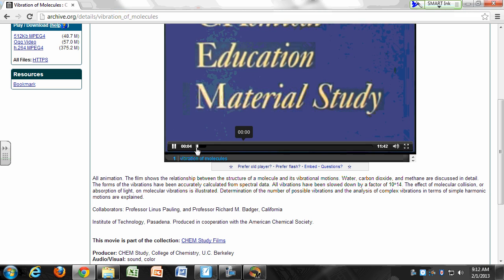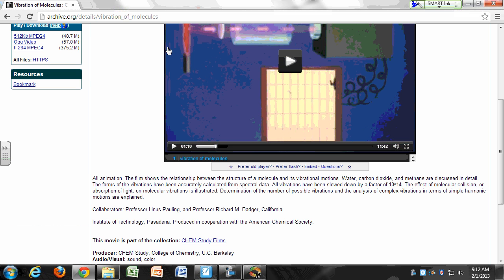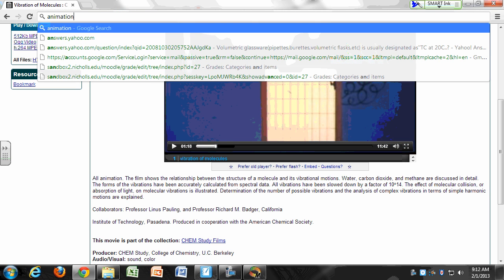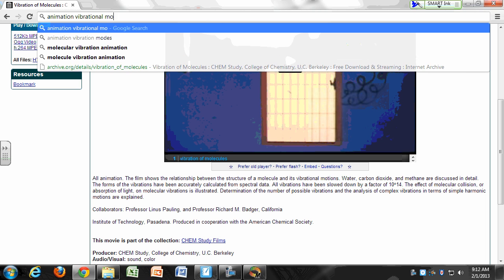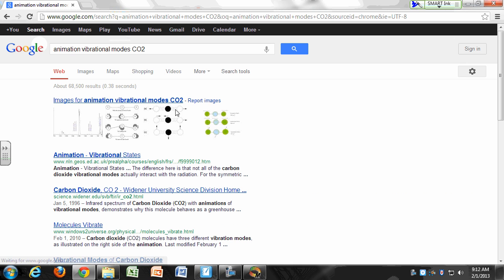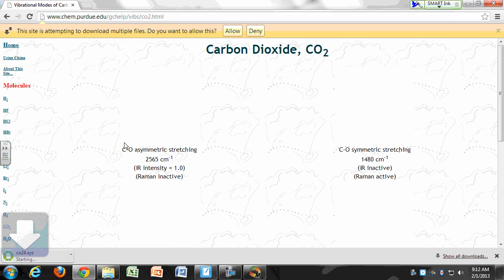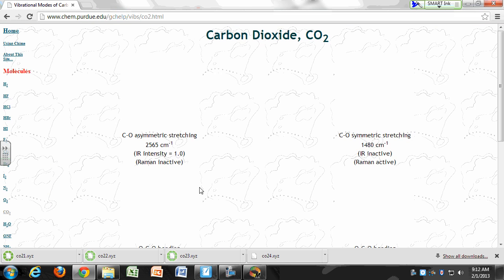Let me see if this is what I wanted. No, this is not what I want, but let's just do a search for animation of vibrational motion. Okay. Let's just say CO2. Vibrational motion of CO2. I don't have the plug-in for this one.